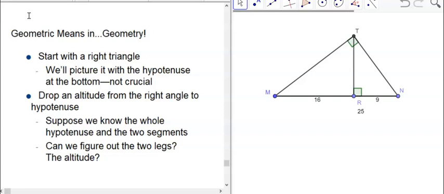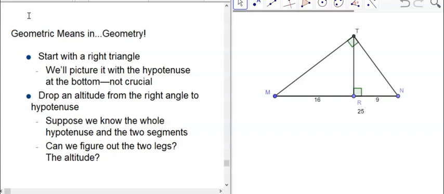So let's see how geometric means show up, guess what, in geometry. This is the first place they show up. We're going to start with the right triangle, MTN here. And I'm picturing it with the hypotenuse at the bottom and horizontal, so we can think of it as the base of that triangle.